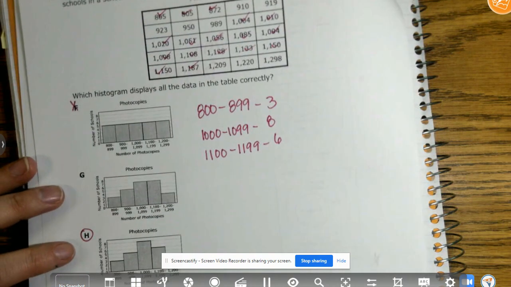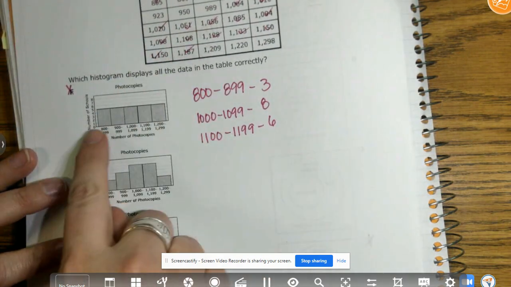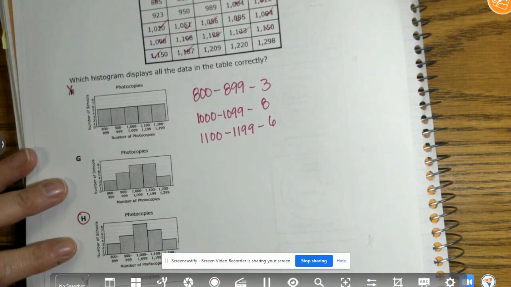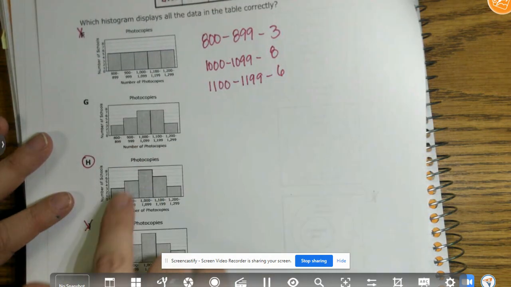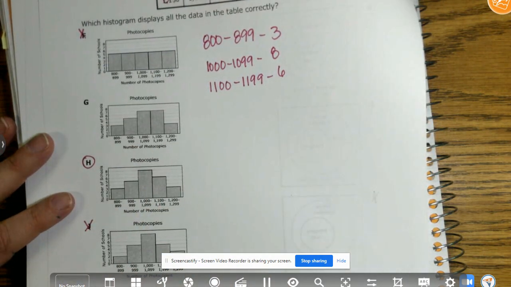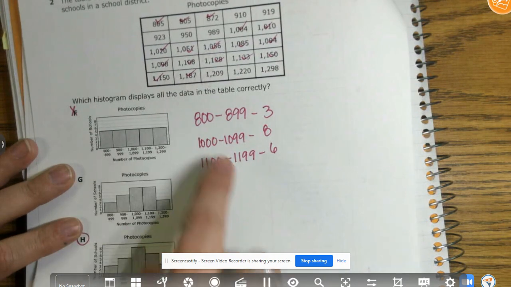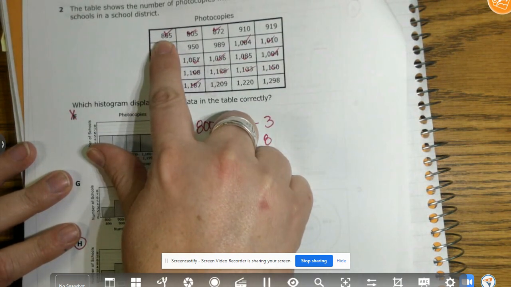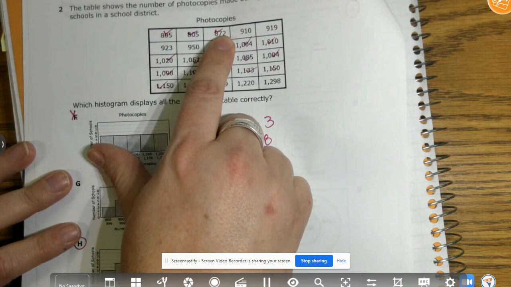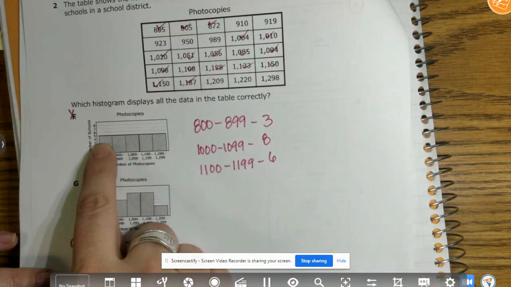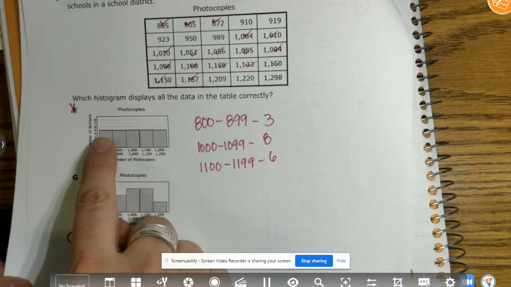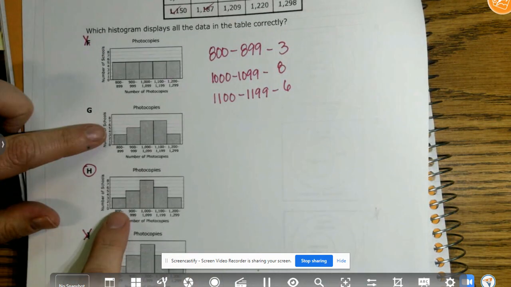One of my students looked at it and said, each answer choice had a different range of numbers. So 800 to 899. Well, they looked up here and said, okay, that's 1, 2, 3 times that fell into it. So 3. All right. So it can't be this one because this one didn't go up to 3. And it can't be this one because this went up to 2. Okay. So it was between these two.